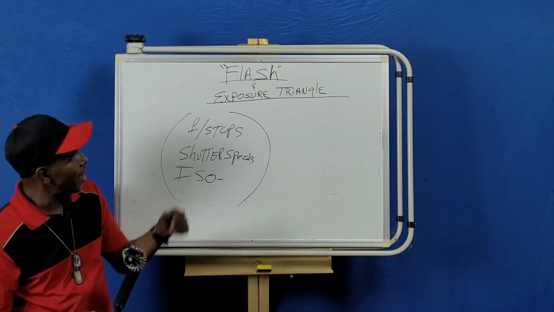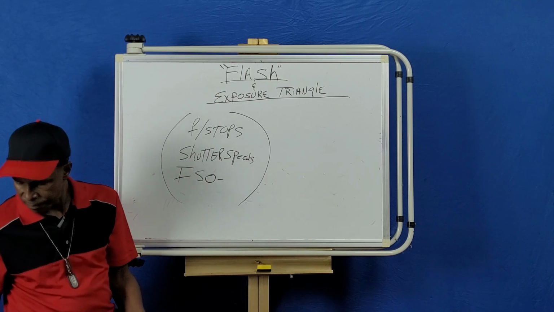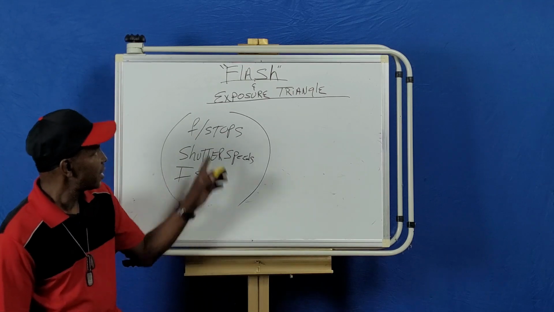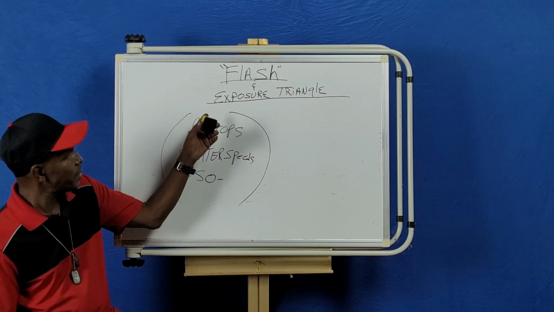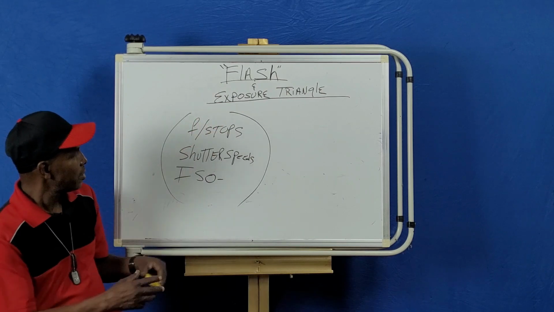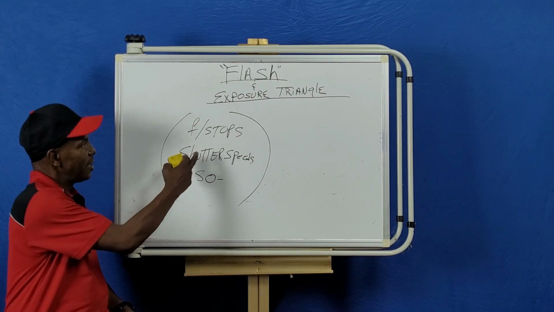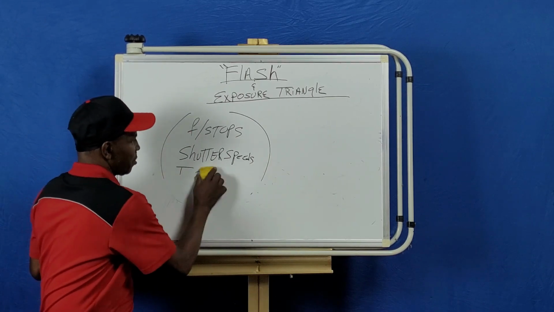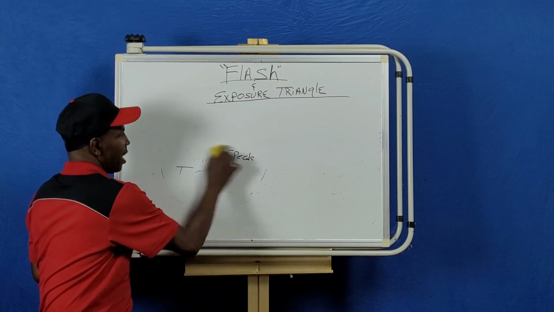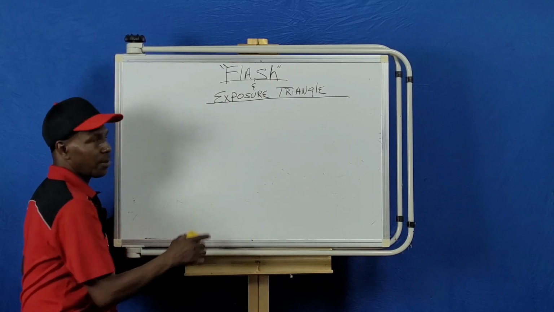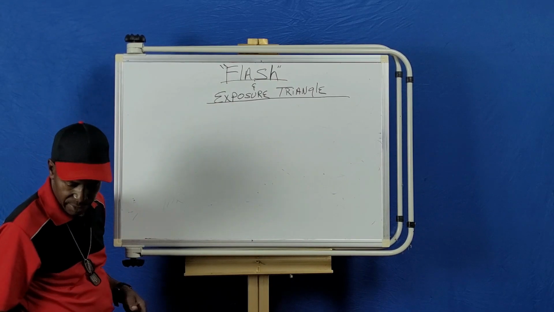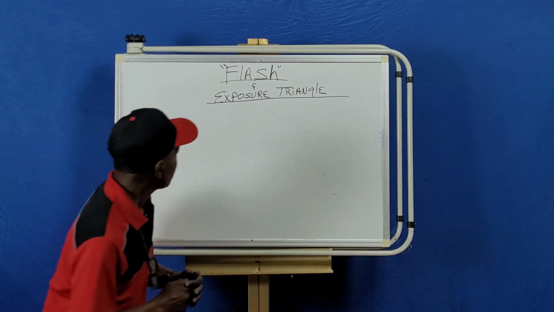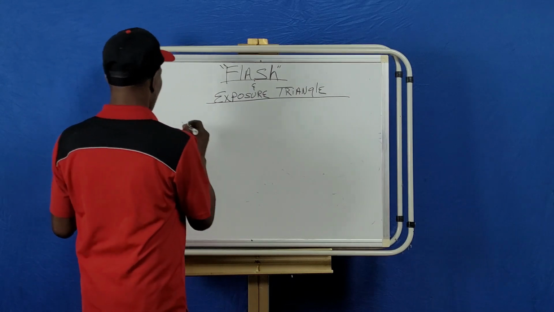All right, so we're going to talk about flash and the exposure triangle and how that works. So we said that the exposure triangle is made up of your f-stops, your shutter speeds, and your ISOs, right? All right, so let's write them on the board and see how they work, and just do a couple of scenarios and see how everything works together. So let's start off with flash.